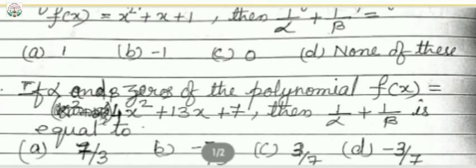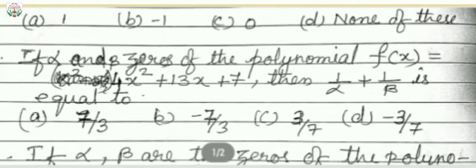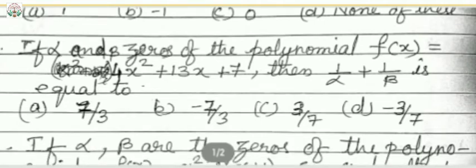Okay, now the second one is, if alpha and beta are the zeros of the polynomial f of x equals 4x square plus 3x plus 7, then 1 upon alpha plus 1 upon beta is equal to. Now for the polynomial 4x square plus 3x plus 7, you have to find alpha plus beta, the sum of the two zeros, equals minus b upon a, that will be minus 3 upon 4. Okay, and same way alpha into beta, that is c upon a, will be what? That is 7 upon 4.